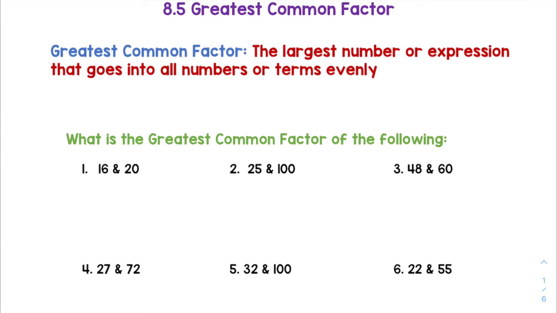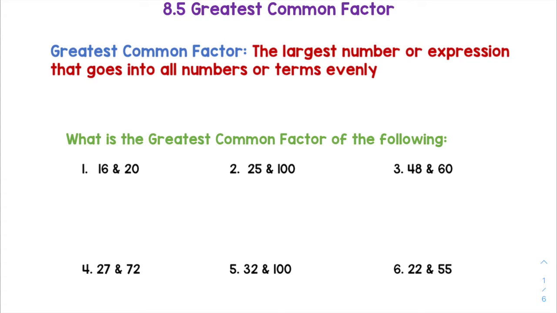Hey guys, today's lesson is on section 8.5, called the greatest common factor, also known as the GCF. The GCF, or the greatest common factor, is the largest number or expression that goes into all numbers or terms evenly. As you can see, in problems 1 through 6, we have a pair of numbers, and we're looking for the greatest common factor, or the largest number that would go into both.